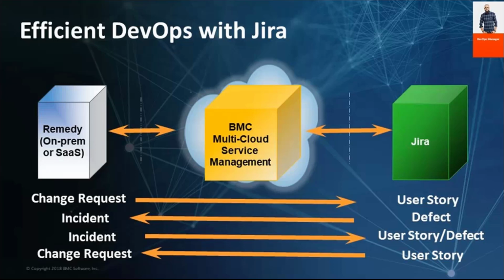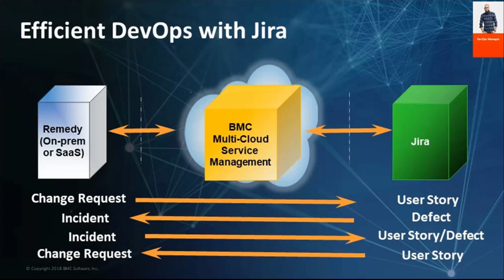Similarly, the other opposite flow. Start with a change request in Remedy that requires some dev work. Push it into Jira, the developer works, code is complete, and those updates come into Remedy. All of those flows are available out of the box today.